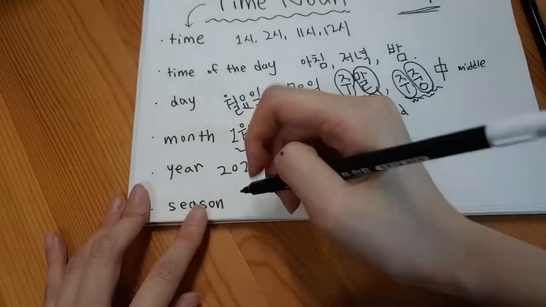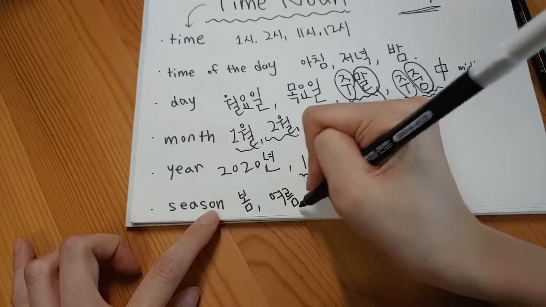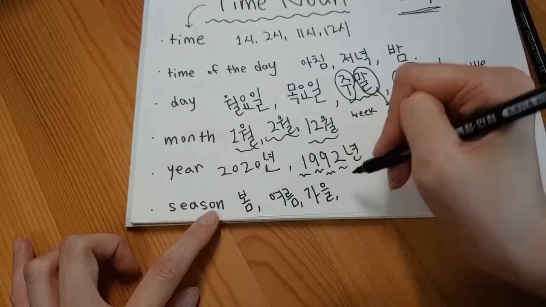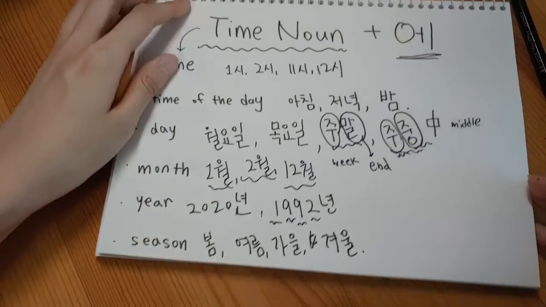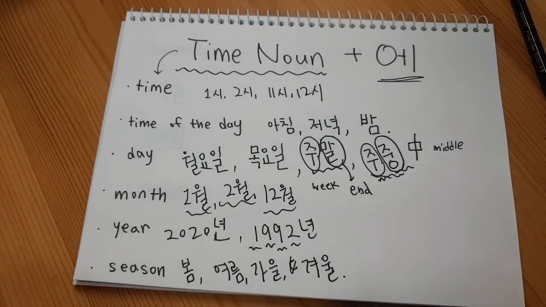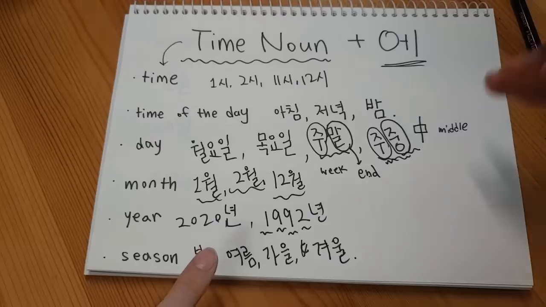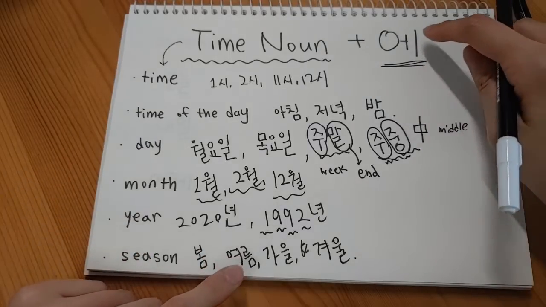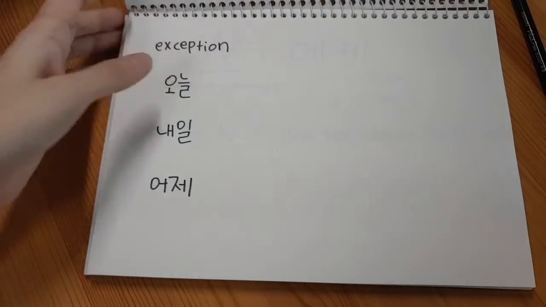And season, 봄, spring, 여름, summer, 가을, fall, 겨울, winter. So you can say 저는 겨울에 스키를 타요. 저는 겨울에 스키를 타요. I go skiing in the winter. Or 저는 여름에 수영을 해요. 수영 means swim. So it means 여름에 in the summer I go swimming. 저는 수영을 해요.